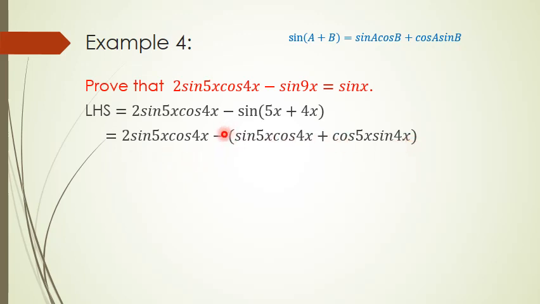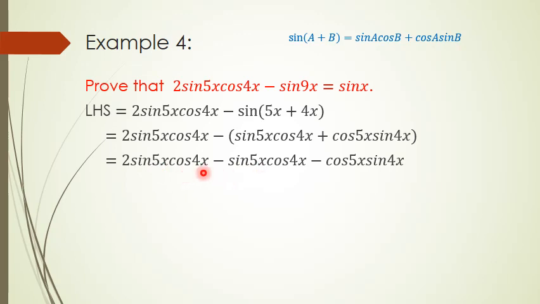Then removing the brackets, assuming the coefficient here is 1, we have 2 sine 5x cos 4x, then minus 1 times sine 5x cos 4x will be minus sine 5x cos 4x. Then minus 1 multiplied by plus cos 5x sine 4x gives us minus cos 5x sine 4x. Then looking closely at the expression, we see that the first two terms are like terms. They are both terms in sine 5x cos 4x, so they can be added. Simplifying that, we obtain 2 minus 1, which is 1, so it's sine 5x cos 4x minus cos 5x sine 4x. Now this looks quite familiar.